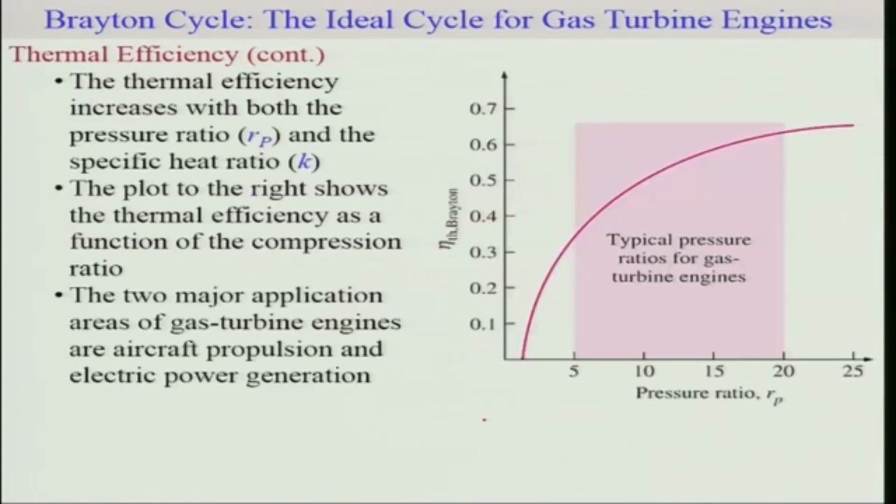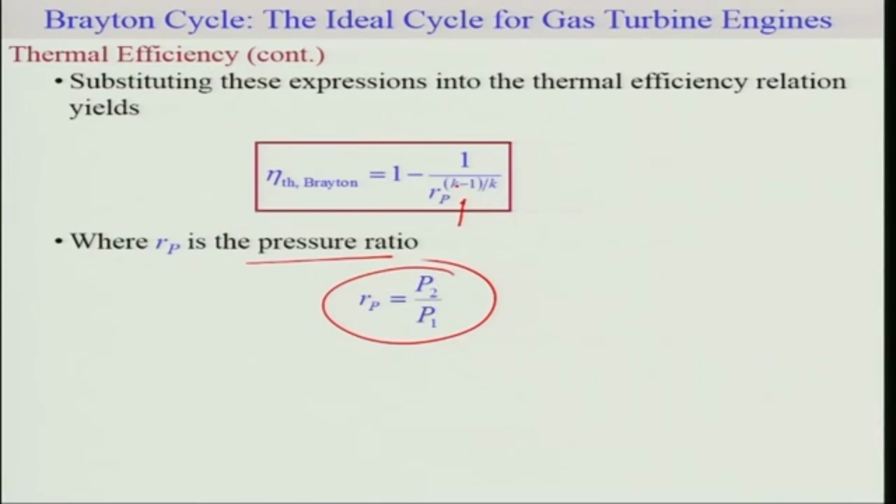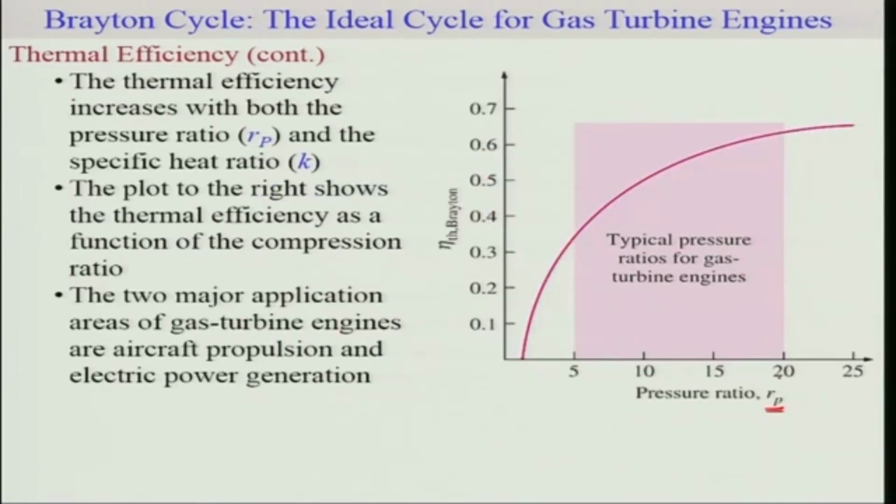Then if you plot this efficiency as a function of pressure ratio, you can clearly see that as you increase the pressure ratio, the efficiency increases, and it also increases with the specific heat ratio, which is K. So you can increase the efficiency by increasing the pressure ratio as well as K.